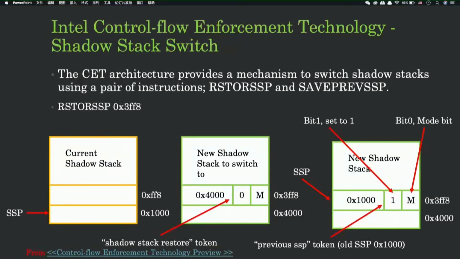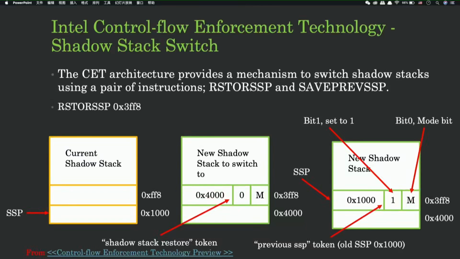We just described a little bit of the shadow stack switch. This is a very interesting operation, as we know, because we need to switch back and forth between different shadow stacks, because different processes and tasks are running. So this is how it is done, through the current shadow stack and the new shadow stack.